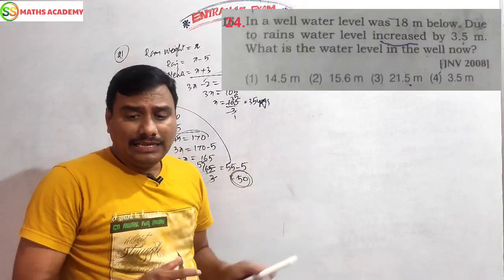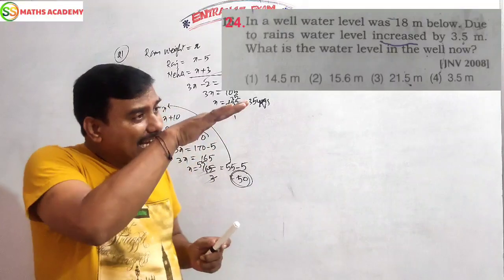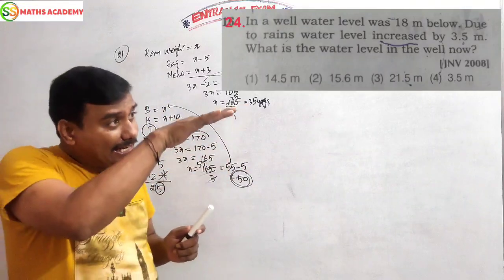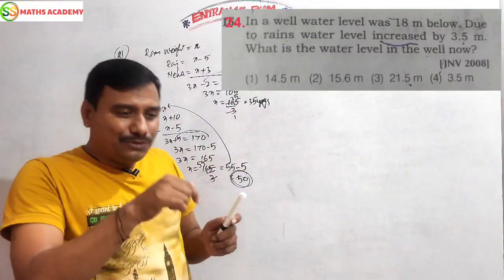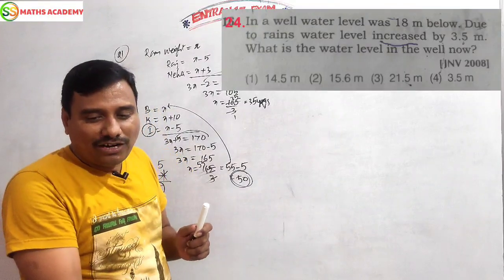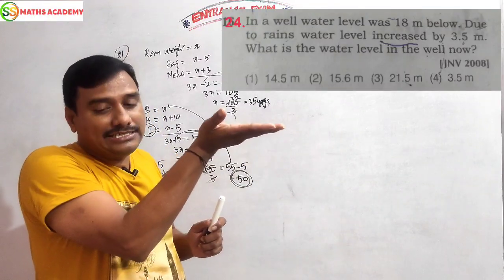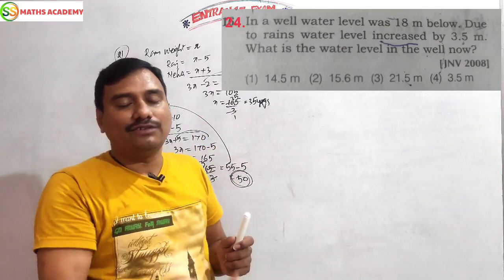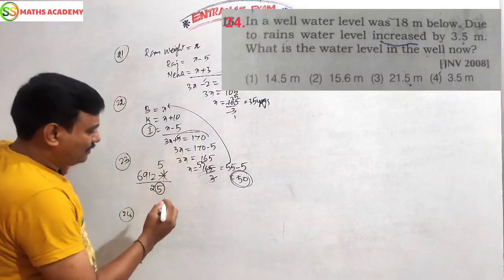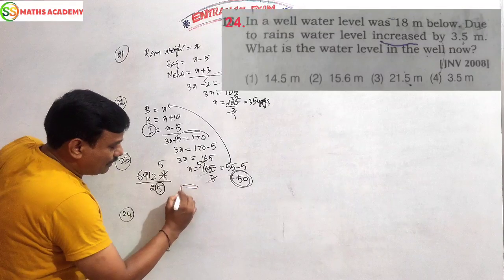In a well, the water level was 18 meters below. Due to the rainy season, the water level increases by 3.5 meters up. What is the water level in the well now? Simple. 14.5. Simple.